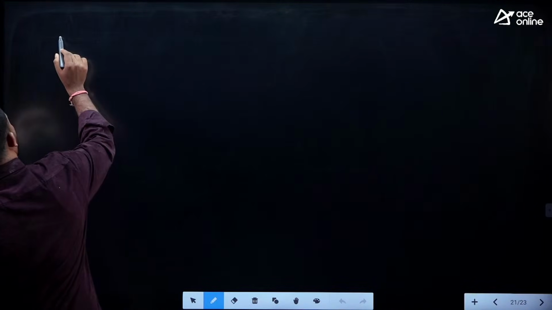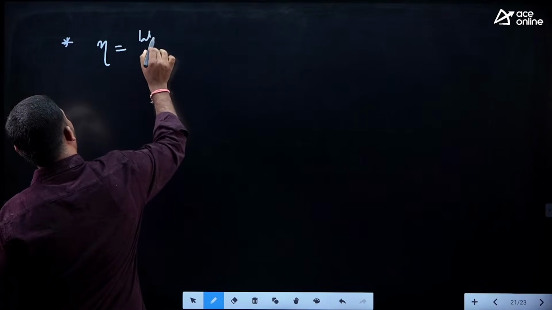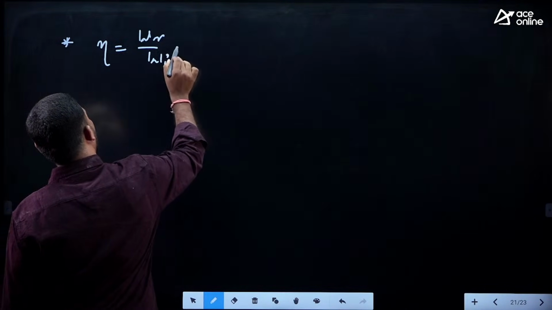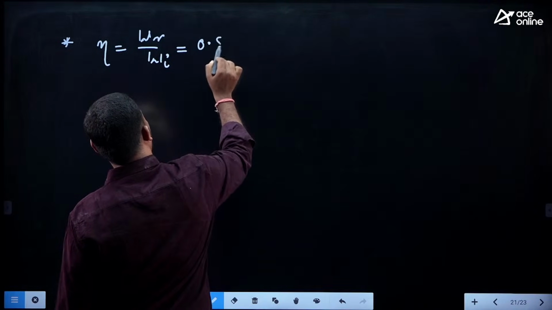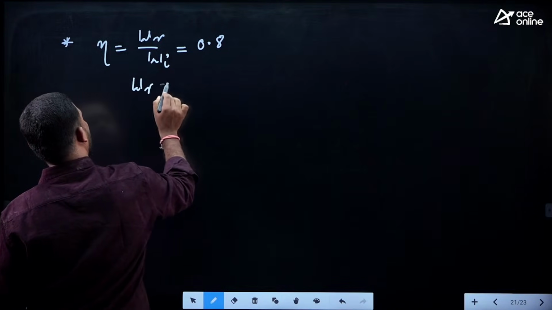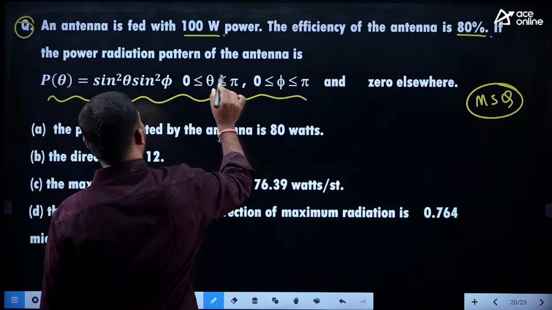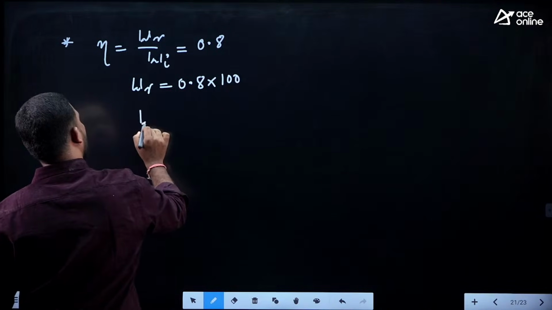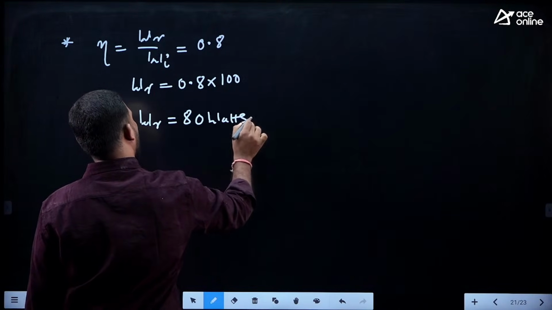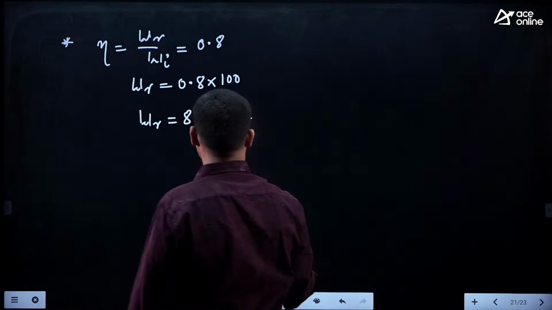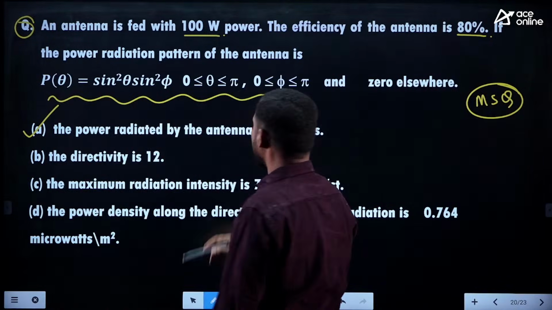The first one: what is the efficiency? Power radiated divided by power supplied, which is given as 80%. Am I correct? Yes, 80%. And it is asking what is the power radiated, which is 0.8 into the power supplied to the antenna, 100 watts. So power radiated is 80 watts. So here it is correct.